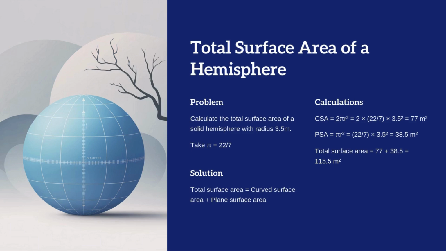Step 4. Total surface area. Total surface area equals curved surface area plus plane surface area. This is obtained by combining both contributions. Total surface area equals 77 plus 38.5. This is simplified by adding the two values found earlier. Total surface area equals 115.5 square meters. Final answer. The total surface area of the hemisphere is 115.5 square meters.